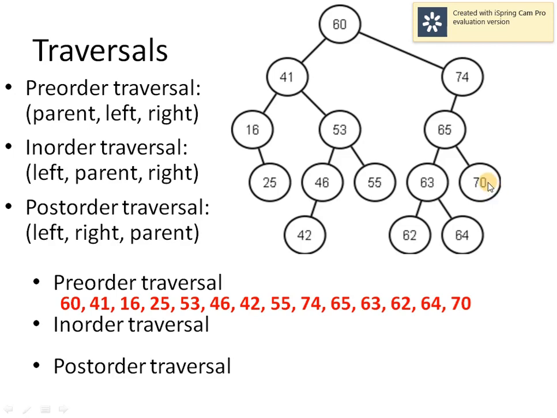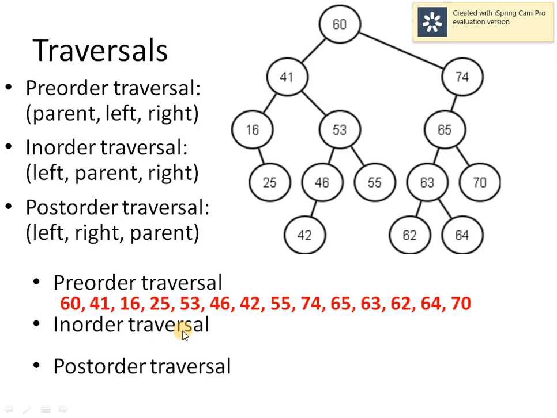So after visiting 70, we have completed with the left subtree of 74. Now we can visit the right subtree of 74, which in this case is null. So we have to stop. So hence we will obtain the pre-order traversal of the given tree. Now next comes the in-order traversal.